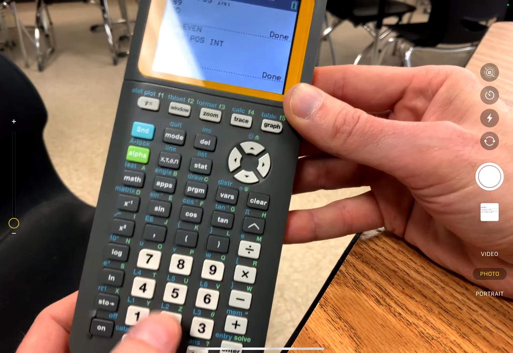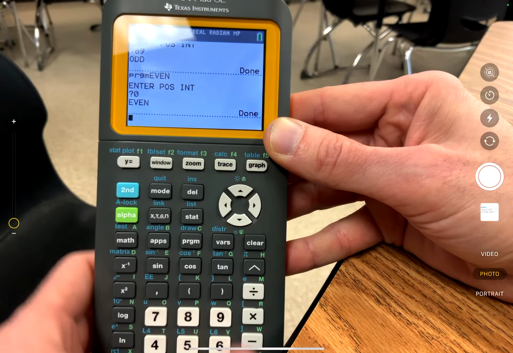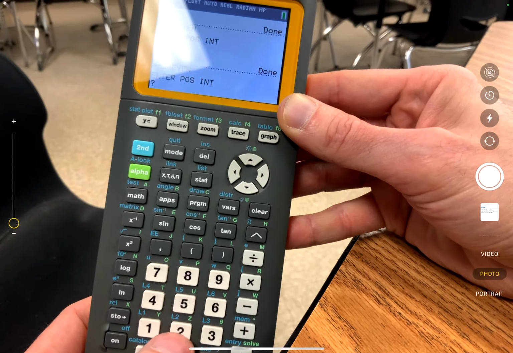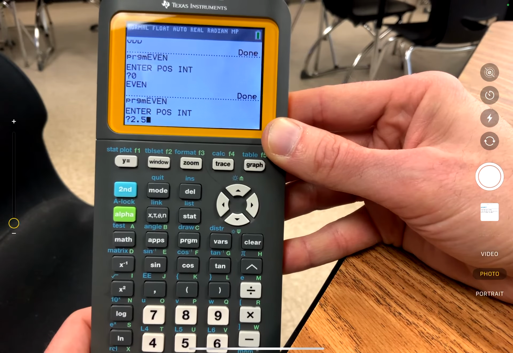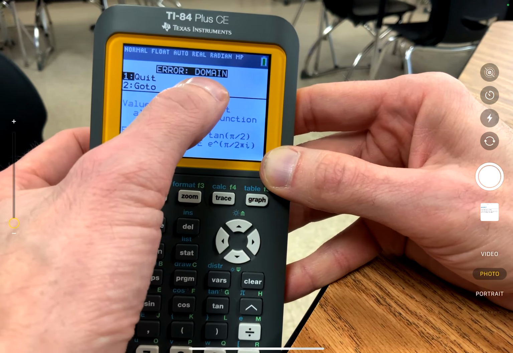Let's see what happens when we put in 2.5. Whoops, I guess I have to call the program back up here again. Enter, and then put in 2.5. Hit enter. Ooh, we broke it. It says error, and it's a domain error.